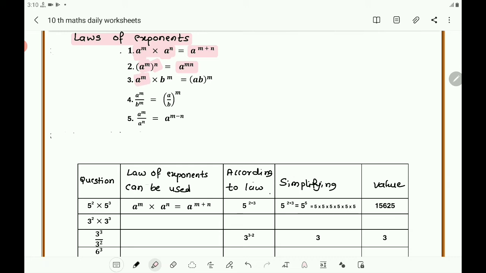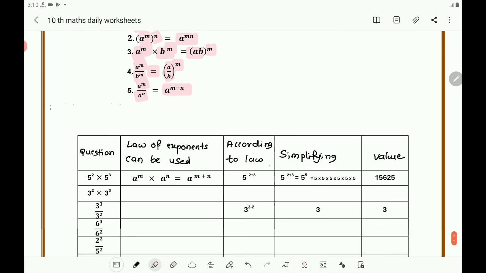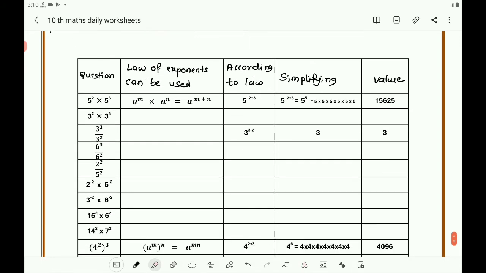A power m into b power m. Here you observe the powers are same and bases are different. So it becomes ab whole power m. A power m by b power m equals a by b whole power m. Then a power m by a power n equals a power m minus n. By using these laws of exponent, complete the table.